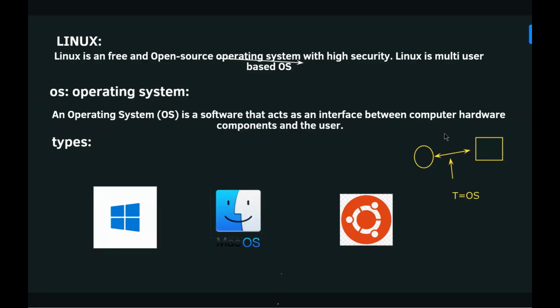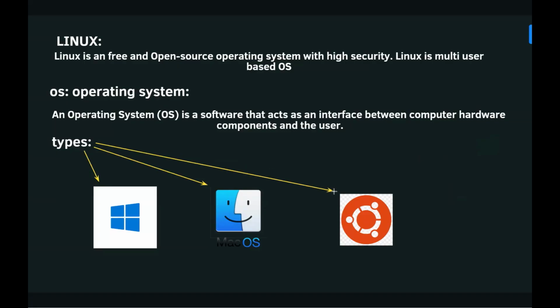Now, after this, what do we have? We have the types of OSs. Basically, if you are using a Windows laptop, you have the Windows OS. If you are using a MacBook, you have the Mac OS. If you are using an Ubuntu laptop, you have the Ubuntu OS. So depending on the platform, we have different OSs.